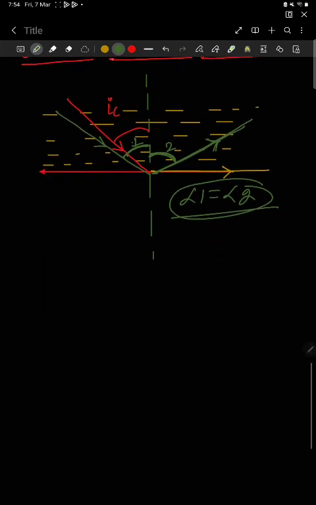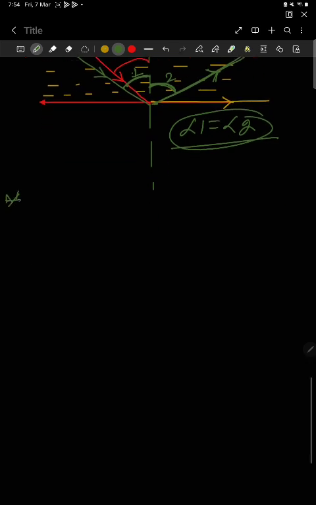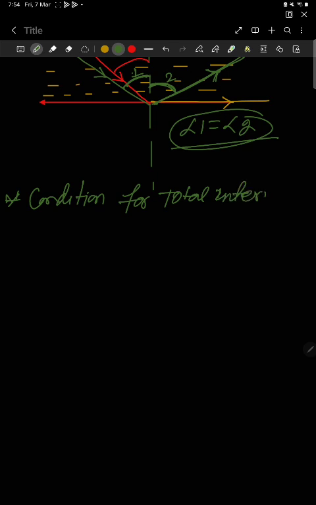In the exam, sometimes they will ask a question: what are the conditions for total internal reflection?